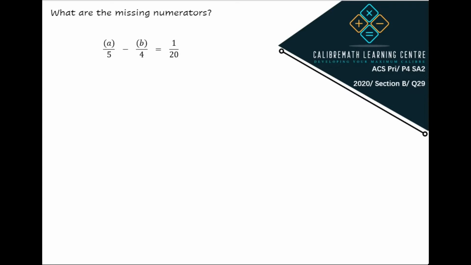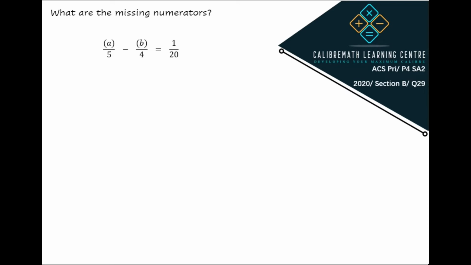We will be looking at a clone question from ACS Primary, P4 SA2 paper in 2020, question number 29 of section B. What are the missing numbers here? Now, when you take a look at this question, some of you may attempt to use guess and check to solve, but there's an easier way and a more logical way to derive the answer.